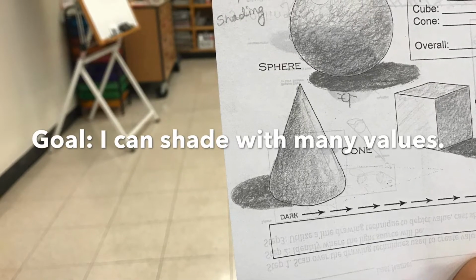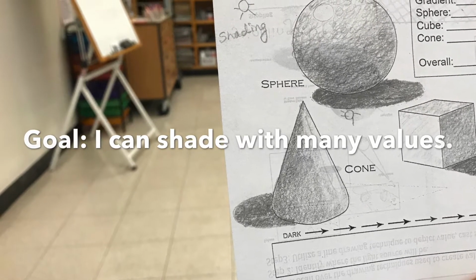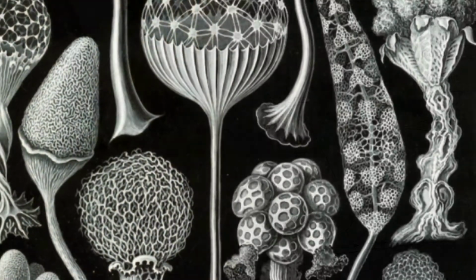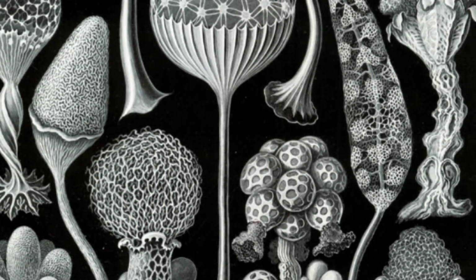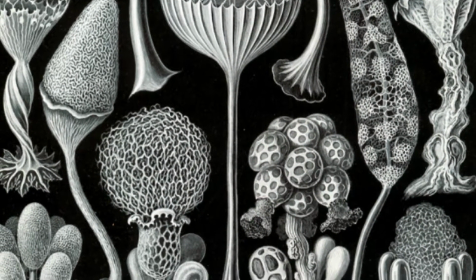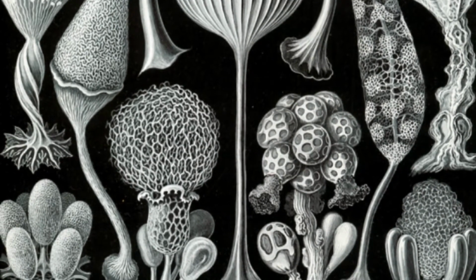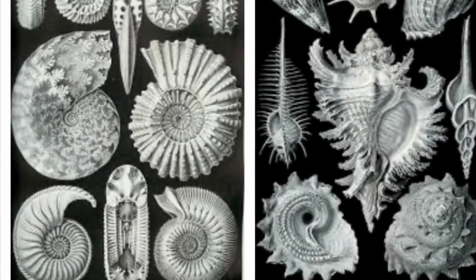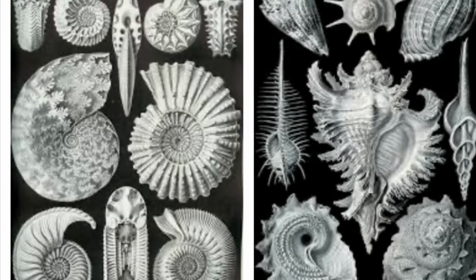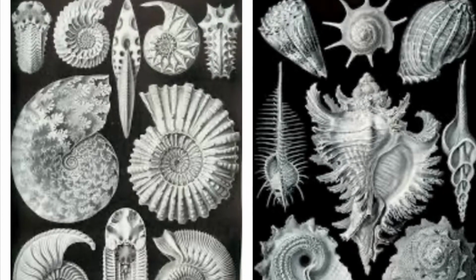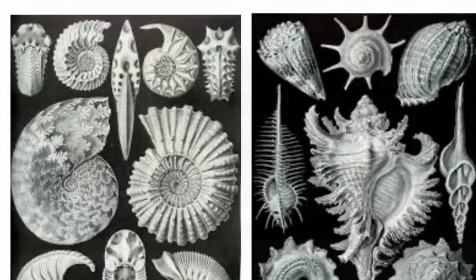Hello everyone, back and shading with many different values. Here we have a piece by Ernst Haeckel, who did a lot of work on documenting different types of species in his illustrations.